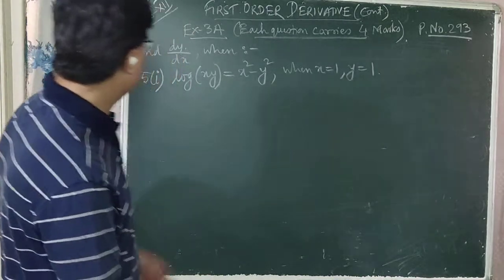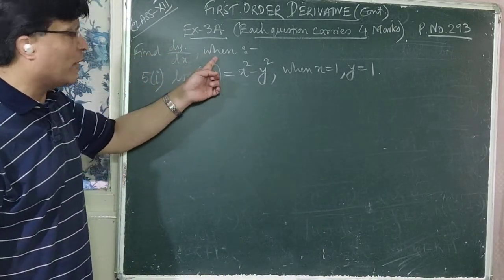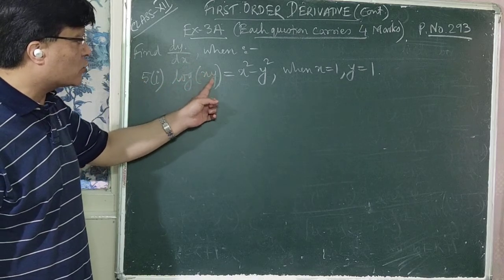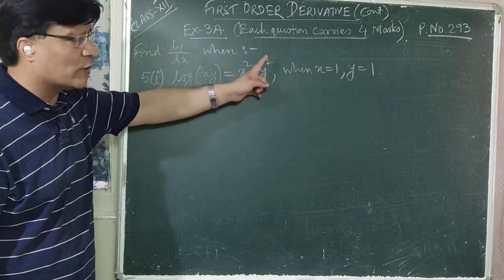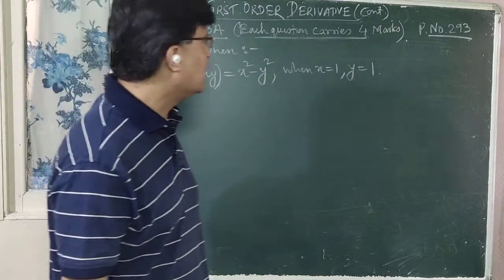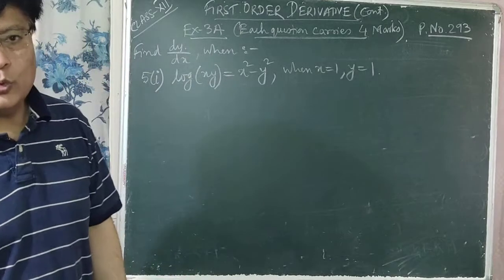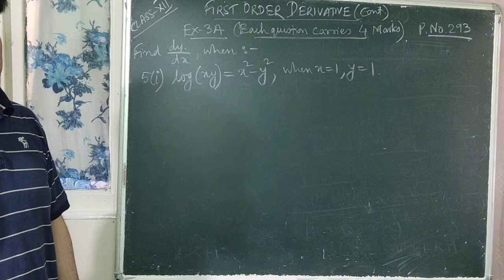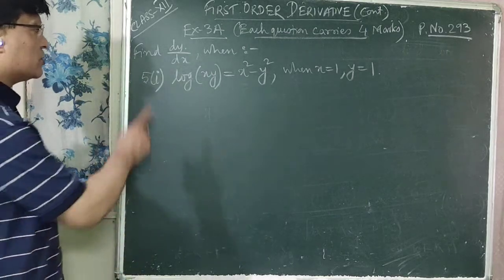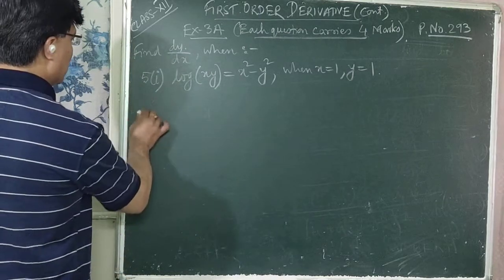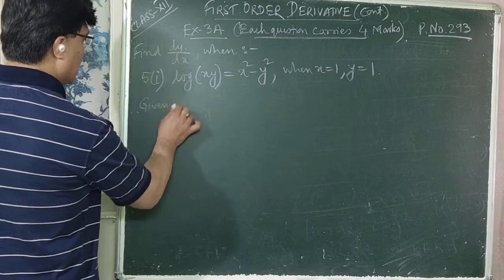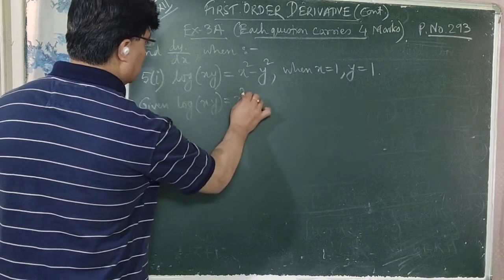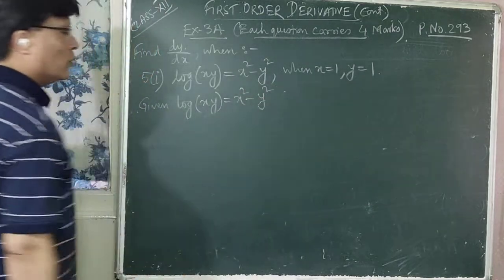So today we will do this question number 5: find dy by dx when log of (xy) is equal to x square minus y square, when x is equal to 1, y is equal to 1. So first of all you have to differentiate the given function. So let us write down the given function again. Therefore, given log of xy is equal to x square minus y square.